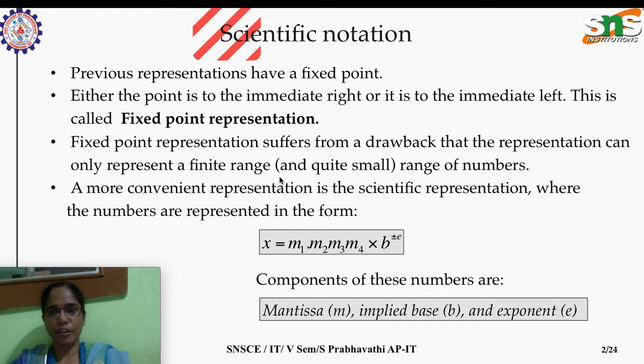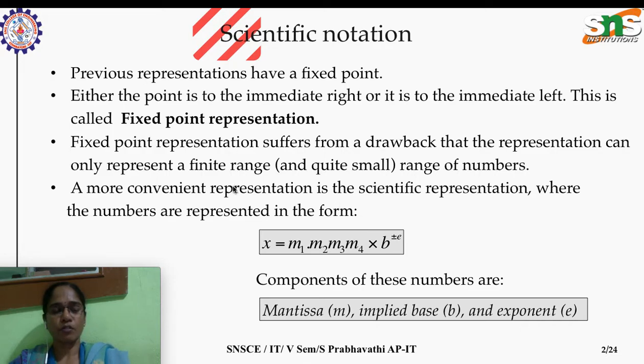The drawback of fixed point representation is that we could only represent a finite range of numbers. Finite range in the sense only limited in size. So we could not represent something like, in decimal, 1.5, 1.05, 1.005 and likewise.